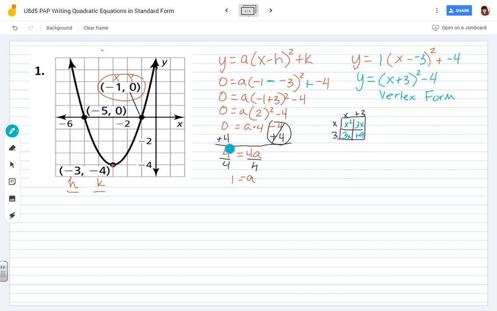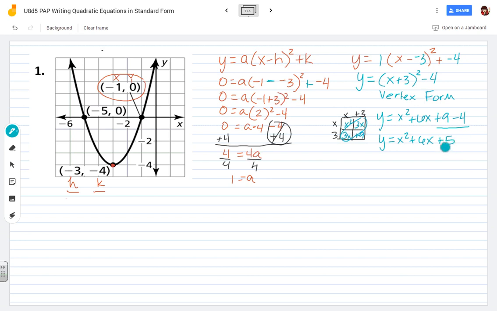Okay, let's go ahead and combine our like terms. And so we end up with y is equal to x squared, 3x plus 3x is 6x, plus 9 minus 4. Don't forget to bring down that minus 4 because it wasn't part of all of that, right? Combine your like terms. 9 minus 4 is positive 5.